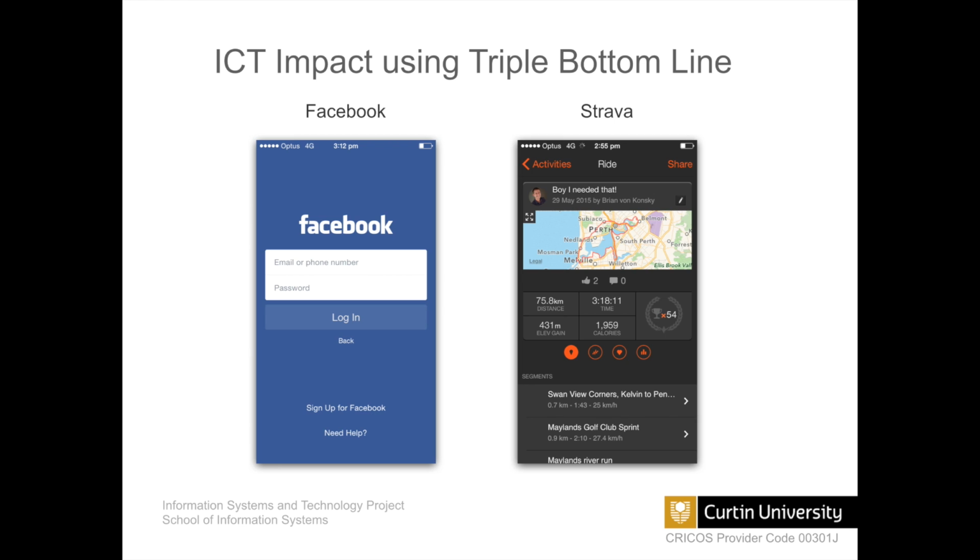At this point, please pause the recording and consider the positive and negative impact of Facebook and Strava from societal, environmental, and economic standpoints.